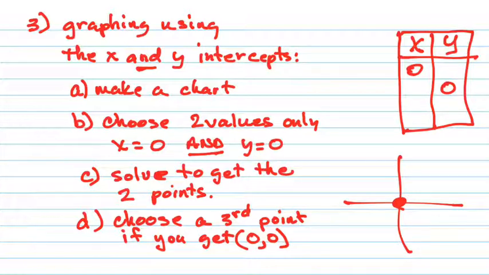Okay? So what two numbers am I going to choose? X equals what? Zero. And then the second point is going to be? Zero. Y equals 0. Right? One of them an x value, the other a y value. And usually that gives you two points, which is plenty to draw a line. What happens if they both end up being the same point? Then you have to choose a what?